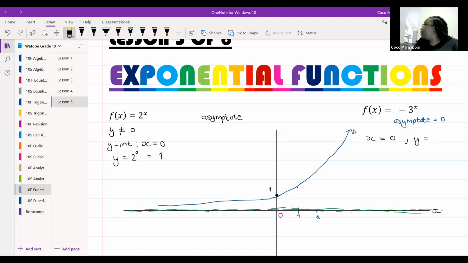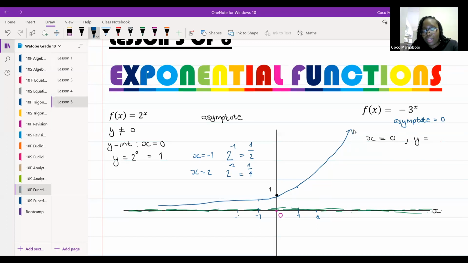I'm only going to look for a few of them. If x is equal to -1, I'm going to get 2 to the power of -1. And I know that anything with a negative exponent is just 1 over that thing. So at x equal to -1, y is equal to 1/2. At x equal to -2, I'm going to get 2 to the power of -2. This is the same as 1/4.